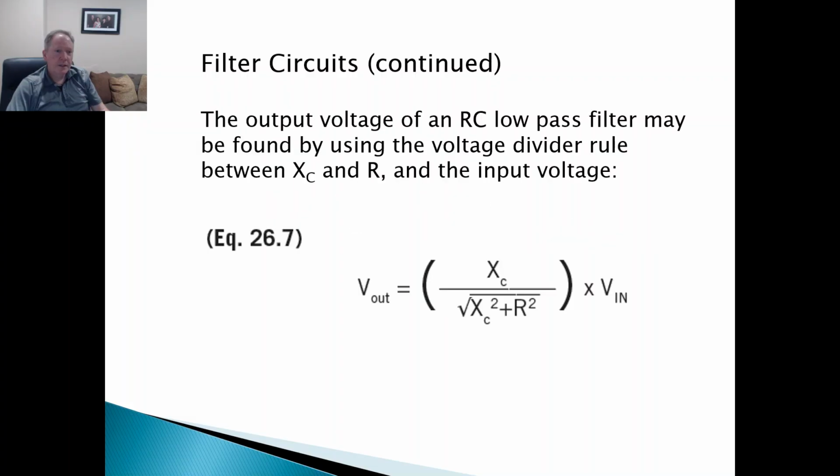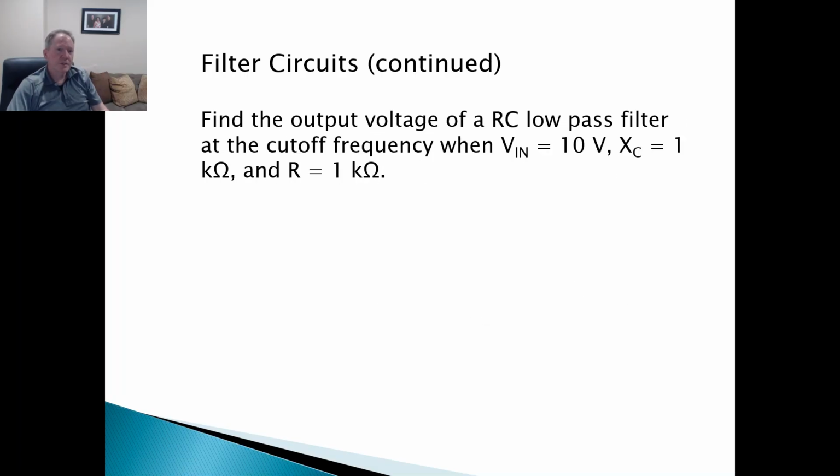All right? So the output voltage of an RC low-pass filter may be found by using the voltage divider rule between X of C and R and the input voltage. So this is just doing X of C divided by the square root of X of C squared plus R squared, times the voltage in, and you get the voltage out. So what's the output voltage of an RC low-pass filter at the cutoff frequency when the input voltage is 10 volts, the capacitive reactance is 1 kilo ohm, and the resistance is 1 kilo ohm?